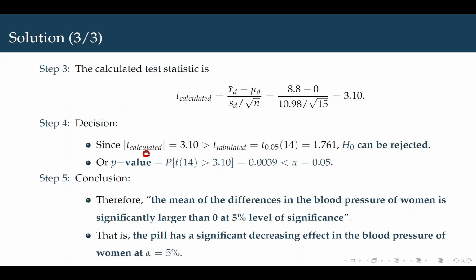Therefore, the calculated value, which should be considered in absolute value, 3.10, is greater than the tabulated value, which is actually 1.761. Therefore, H0 can be rejected. Or if we calculate the p-value using statistical software, it will be around 0.0039, and this p-value is less than the significance level, which is 5%. Therefore, again, we can decide that H0 can be rejected.